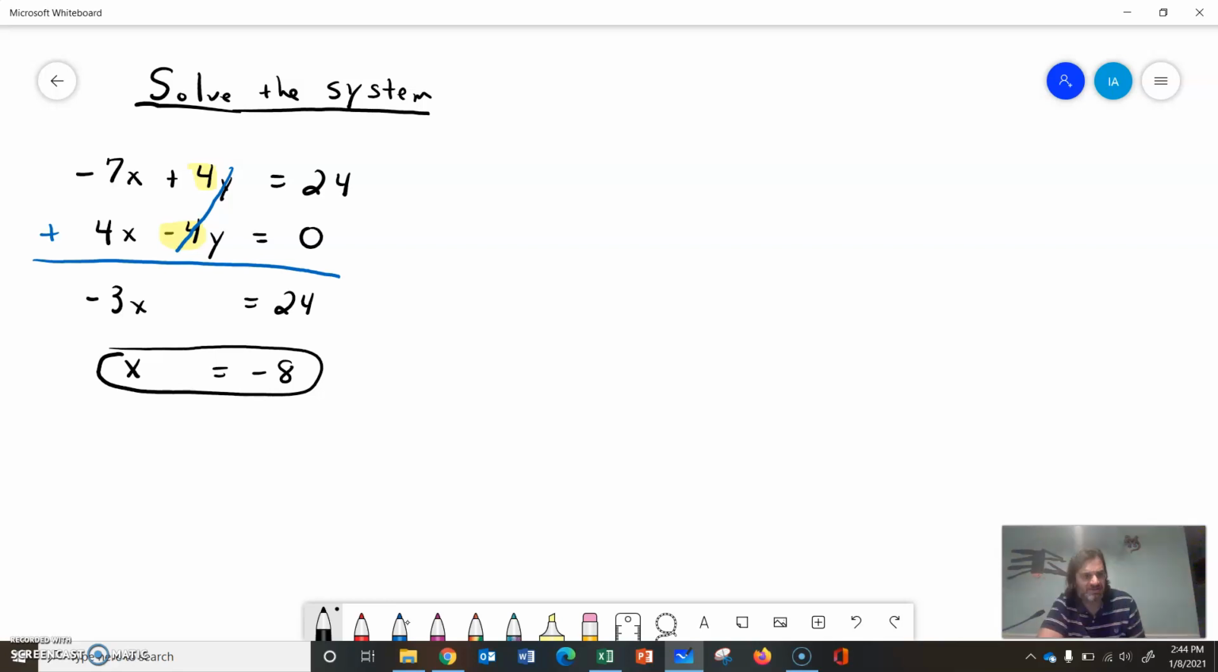And this second equation here, 4x minus 4y equals 0, has smaller numbers, and this 0 over here means there's actually less numbers going on. So let's just use the second one. We could use the first one, but the second one looks like it'll be easier. So we'll plug in negative 8 for x. So we'll have 4 times negative 8 minus 4y equals 0.